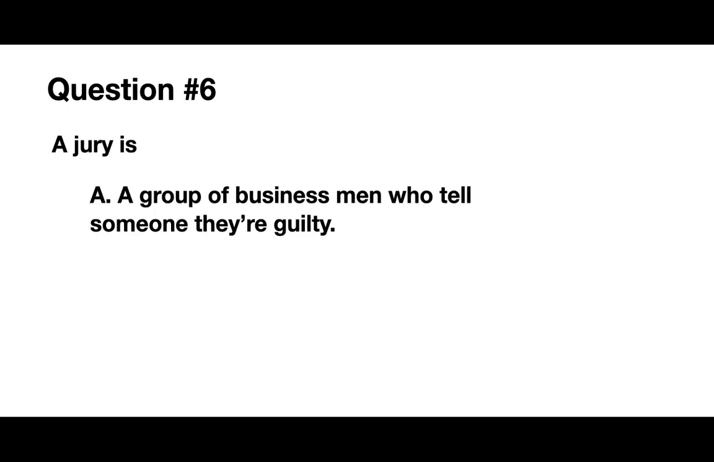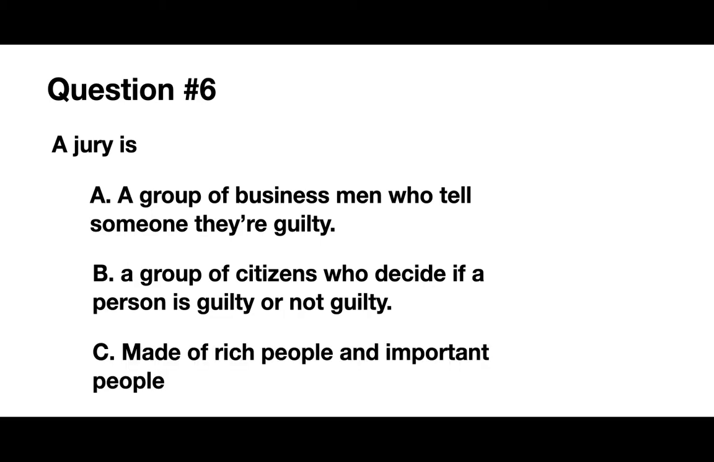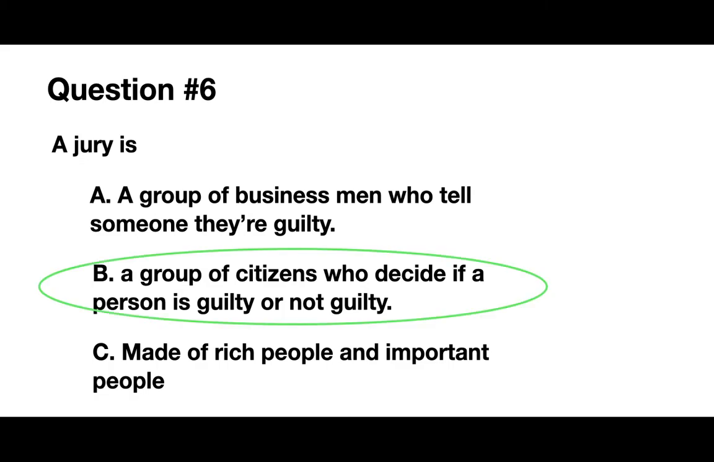Question number 6. A jury is A. a group of businessmen who tell someone they're guilty, B. a group of citizens who decide if a person is guilty or not guilty, C. a jury is made of rich people and important people. And the answer is B. A jury is a group of citizens who decide if a person is guilty or not guilty.